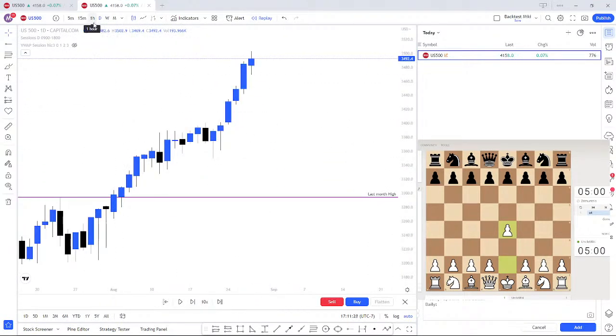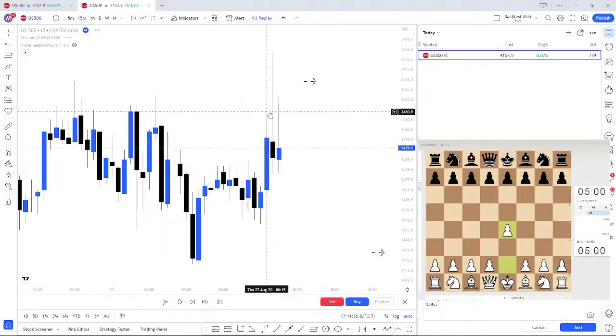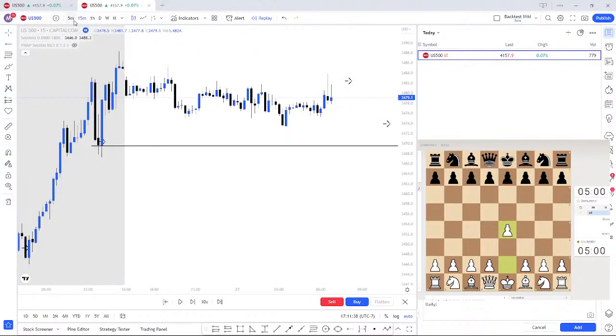So again, today we are looking to take, what's it called? Longs only, to be honest. Oh, we go to the 15 to check our line. We already drew our line, right? And then go to the 5.